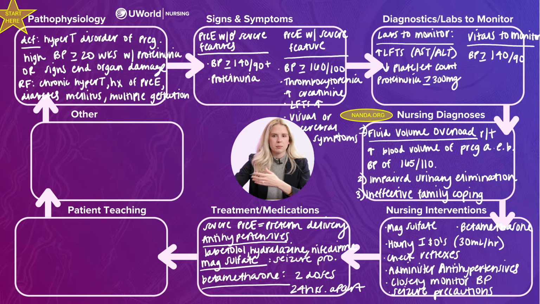For most clients with preeclampsia, the delivery of the newborn and the placenta treat the disorder and the blood pressures will gradually return to normal. For some clients, preeclampsia can persist into the postpartum phase, taking 4 to 6 weeks to go back to normal.